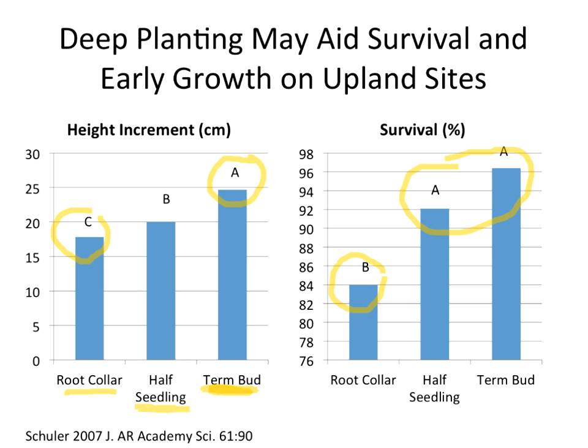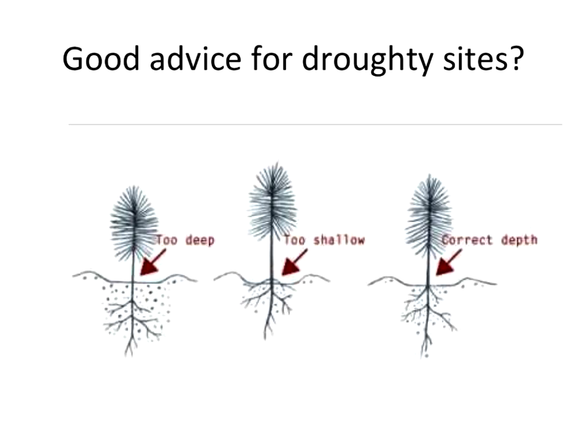And this makes a lot of sense. If we think about a drying soil, and those old planting recommendations where they're saying you should plant right at the root collar. Well, if this is 6 inches into the ground, the upper 6 inches of soil dries out relatively rapidly.